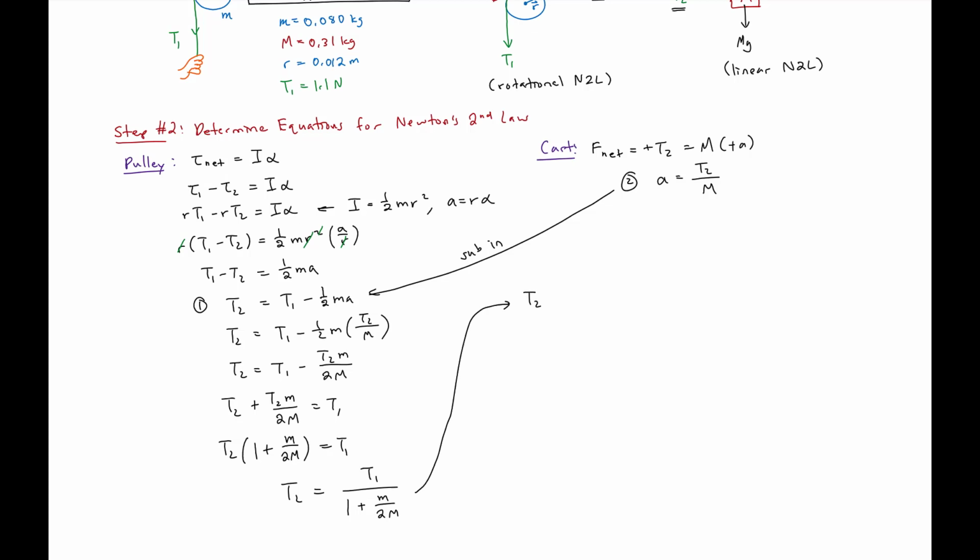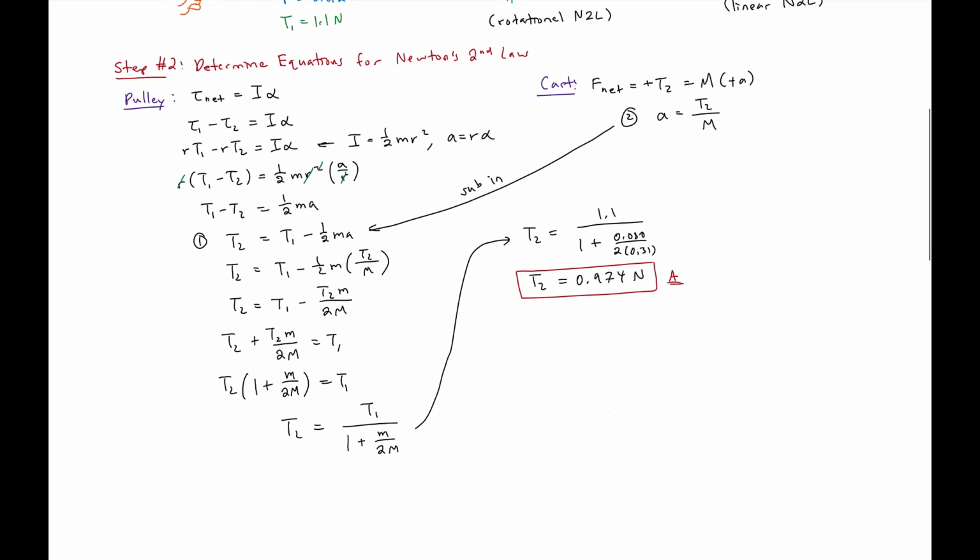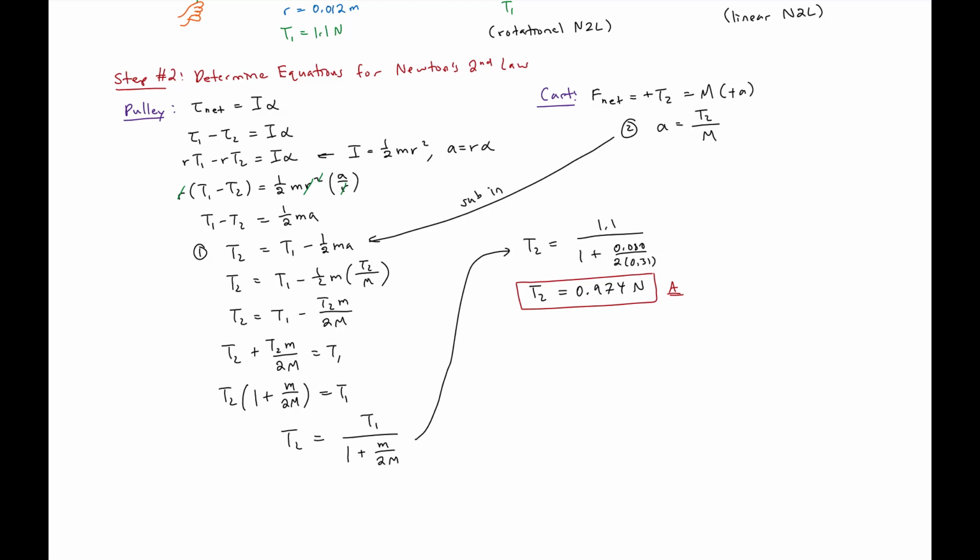So let's just solve for T2. That's going to be the first tension, which is 1.1, over 1 plus the mass of the pulley divided by 2 times the mass of the cart. And T2 is equal to 0.974 newtons. So that answers part A. Now we want to answer part B, and part B requires us to find the acceleration of the cart.